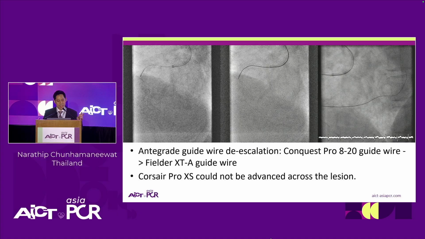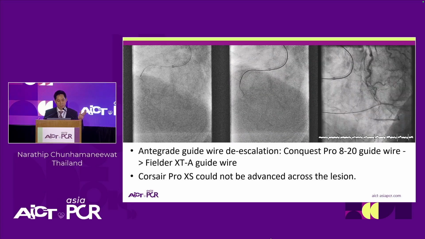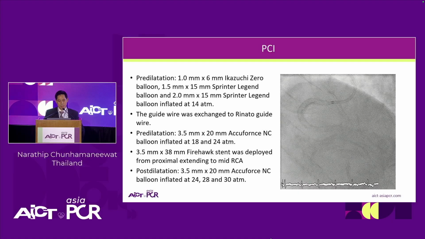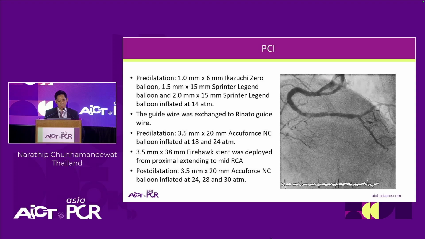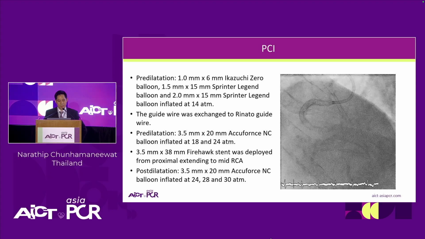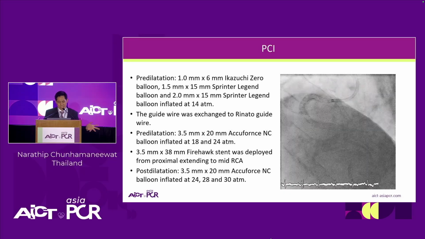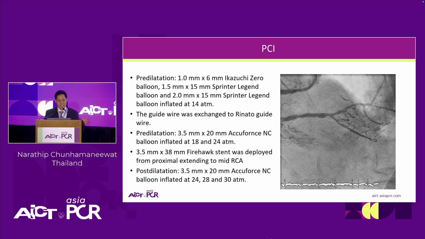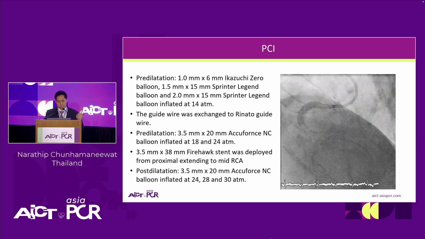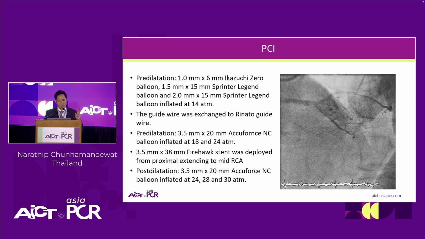But after that, I de-escalated the guide wire and changed to the Filter XTA guide wire. I was surprised that there was some resistance in the distal RCA that I didn't expect. After manipulation, I passed through with the XTA, but the Corsair Pro XS catheter could not be advanced across the lesion. I did step-by-step rehabilitation and placed a 3.5x38 drug-eluting stent proximally and did post-dilatation with 3.5. At that time, drug-coated balloon was not available in Thailand yet. So you saw that there is a calcified nodule in the distal RCA.